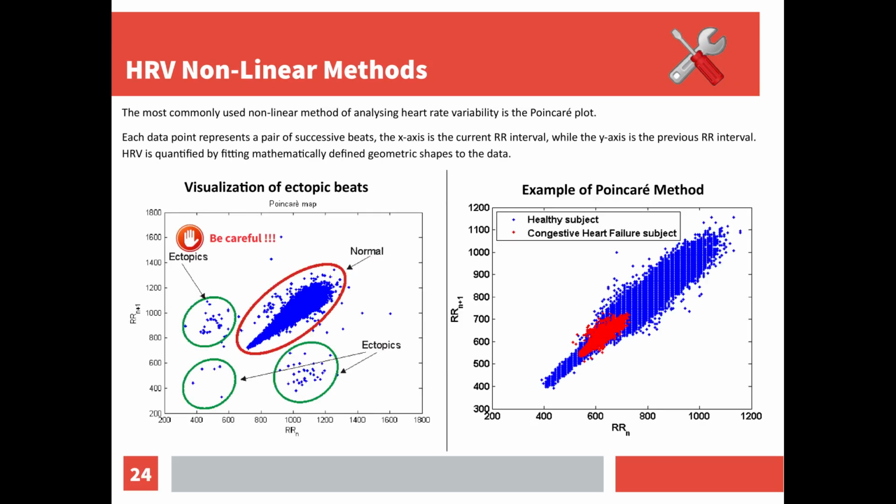The Poincare plot is a key nonlinear method for analyzing heart rate variability. Each point represents successive beats, with the x-axis as the current RR interval and the y-axis as the previous one. Heart rate variability is quantified by fitting geometric shapes to the data, providing insights into heart function beyond linear methods.